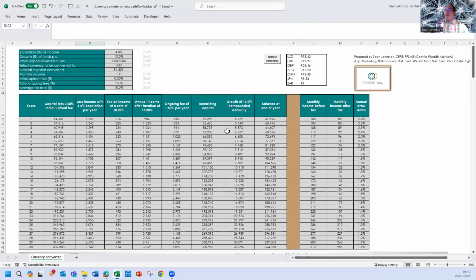I will go through the template with the macro running to change from rand to dollar. I think I'll do that next. So if this template doesn't work, you can at least use that one, because there is no link to an external site that pulls through the exchange rates. It's just purely a button that allows you to convert between rand and dollars, because dollars is the most common reporting currency for investors.